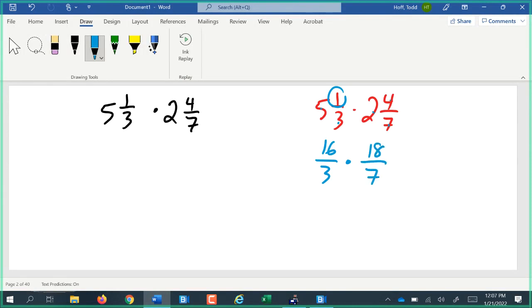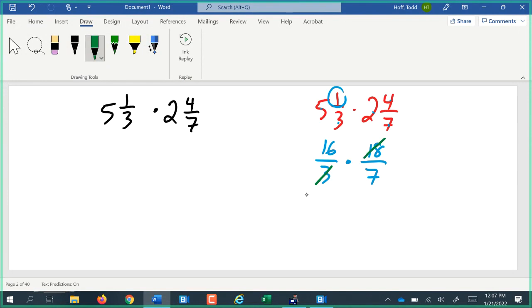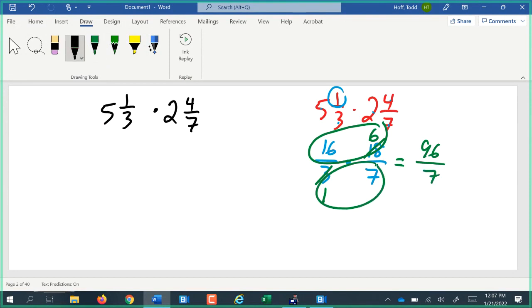Now, this is multiplication in every way. We can cross-cancel here. 3 and 18 both divide by 3. 3 divided by 3 is 1. 18 divided by 3 is 6. Then we multiply. 16 times 6 is 96. 1 times 7 is 7. And then we do have to reduce this back to a mixed number.